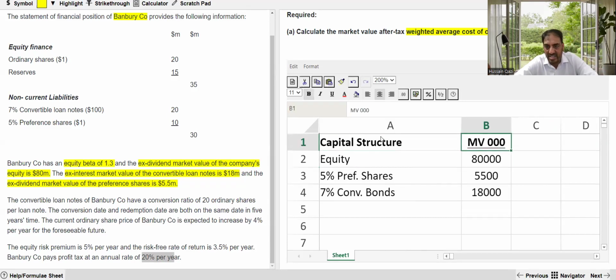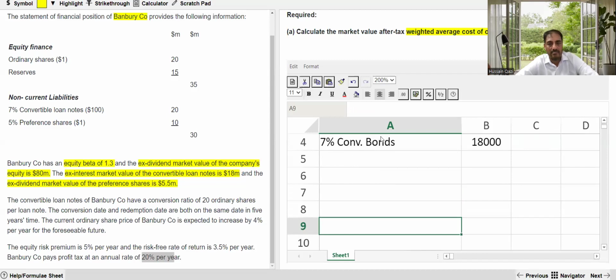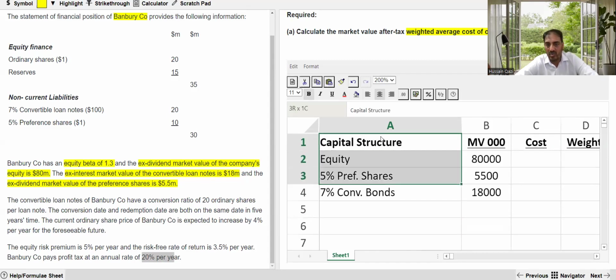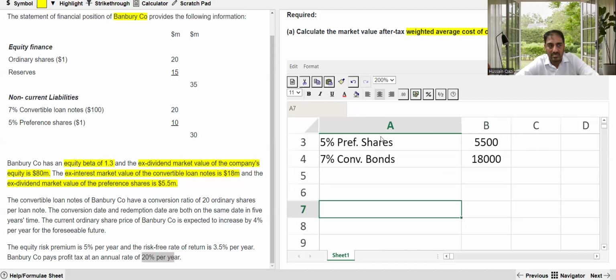And that's related cost. We need to identify that's KE, KD like this, and their weightage. So first need to identify the capital structure. These are the capital structure. Now you need to work out KE. You need to identify what the data available.